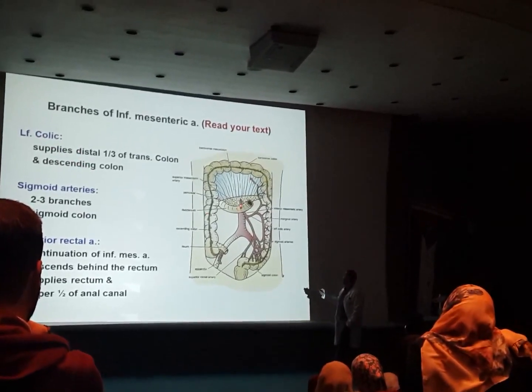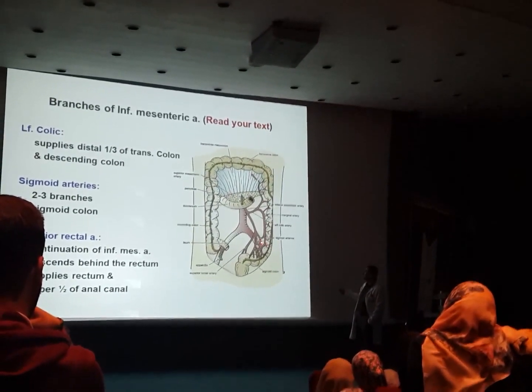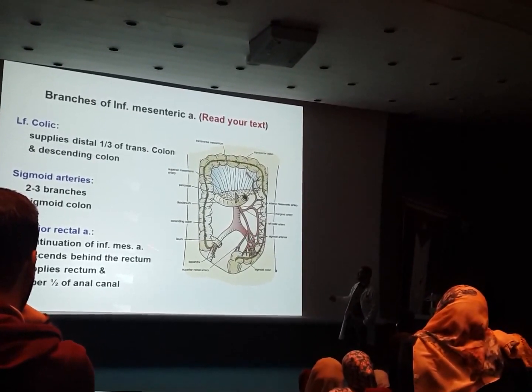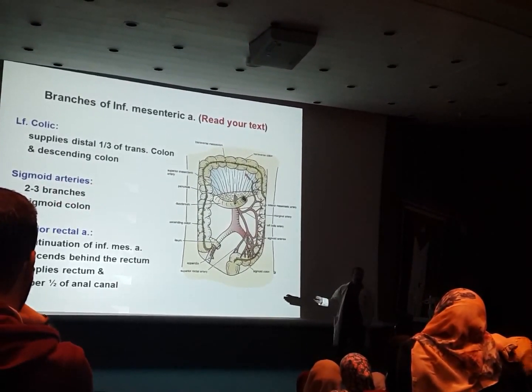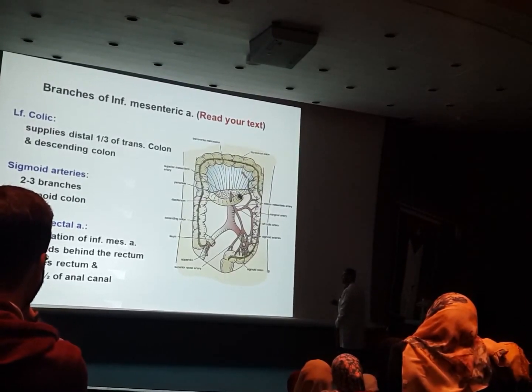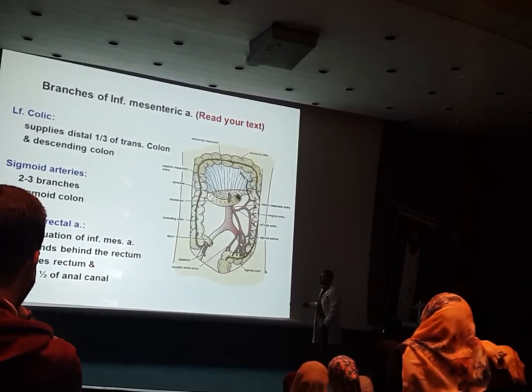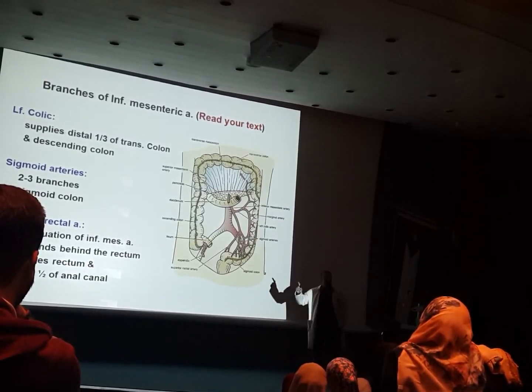Left colic. Okay, we agreed, the left colic starts from the distal third and goes down, then what does it give? Sigmoidal branches, 2 to 3, 2 to 4 sometimes, okay? Branches to the sigmoid, and the superior rectal, which is the continuation of the inferior mesenteric. It goes behind the rectum and supplies. See what the superior rectal supplies now.